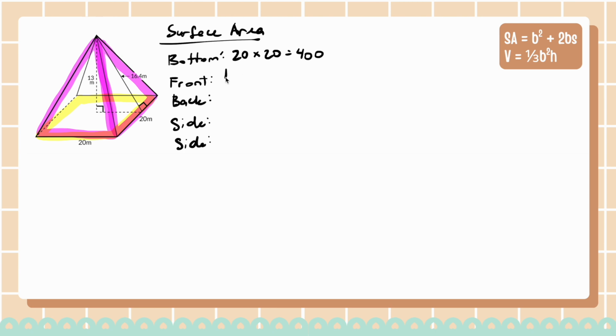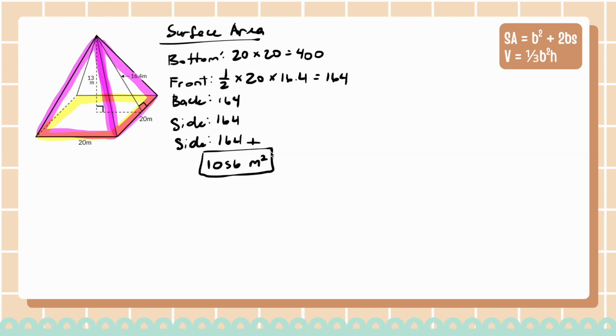We're going to start off with 1/2 times the base of the triangle, which is 20, times the height of the triangle, which is 16.4. All of this multiplied is going to get us 164. If one of the sides is 164, that means all 4 of these sides are 164 as well. So I'm just going to write that in. And let's add up all 5 sides of our square pyramid. I end up getting 1,056, and our units are meters squared. And that's our surface area.